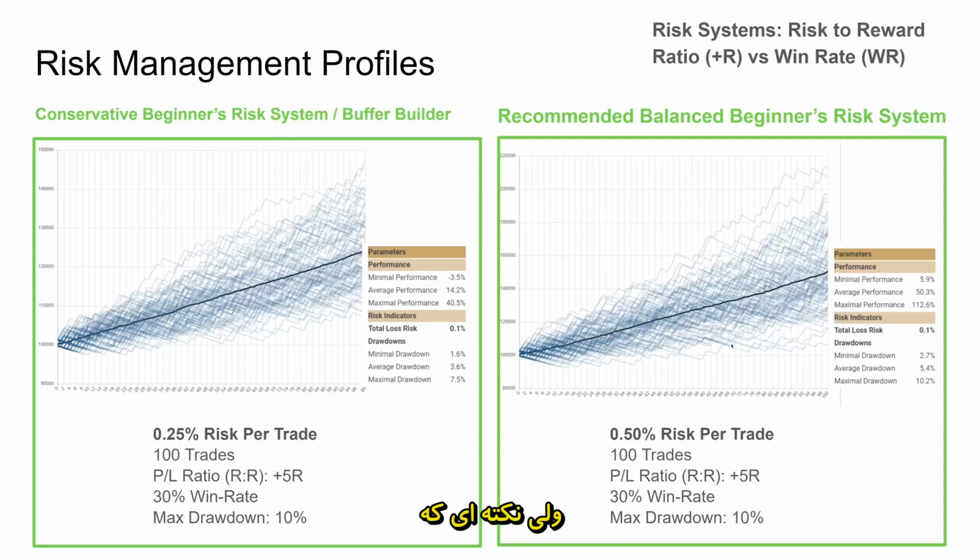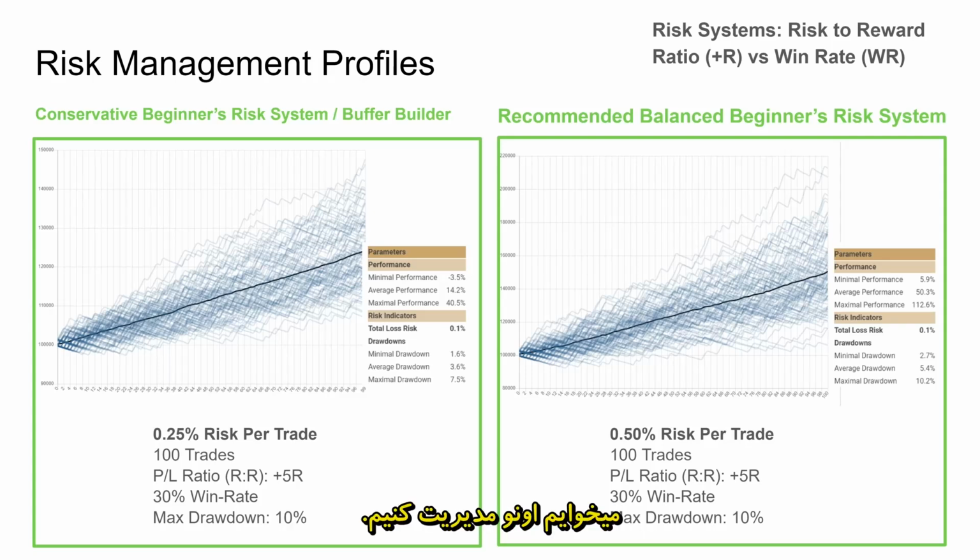But what's the thing to note on both of these? What's our total loss risk? Our risk of ruin is 0.1%. That's pretty good. Obviously, we want to get it to 0.0001%. We can't fully eliminate the total loss risk. There are external factors like our trade psychology and different stuff that can affect that, obviously, but we want to try and manage it.